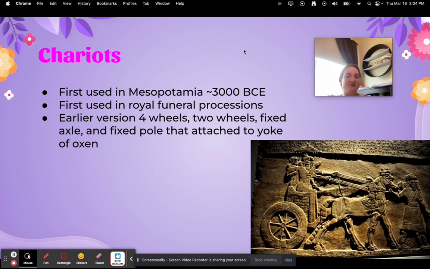The earlier versions typically had 4 wheels, but later on they would have 2 wheels, like you see in this picture here. This is a Mesopotamian relief. Also a fixed axle and a fixed pole that attached the yoke to the oxen. In this example here, there's horses, but oxen were originally the animals that pulled chariots.